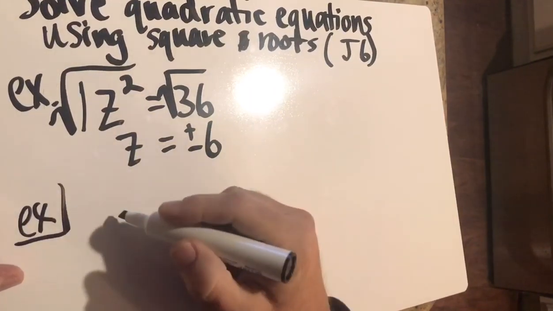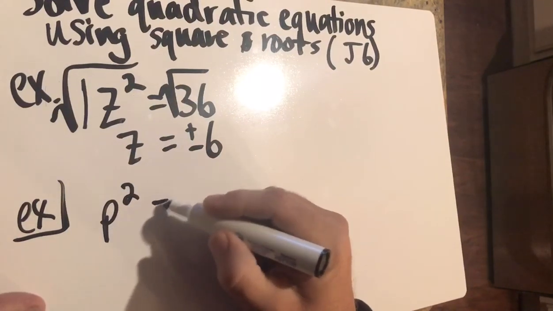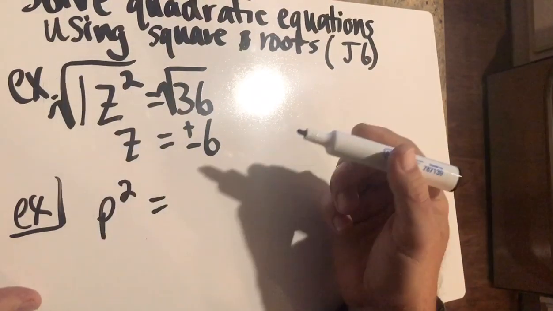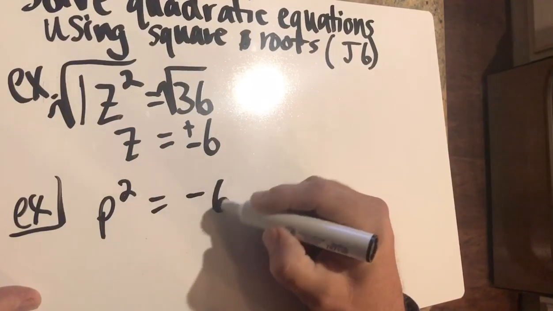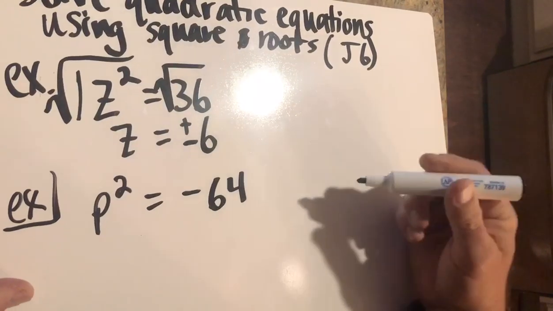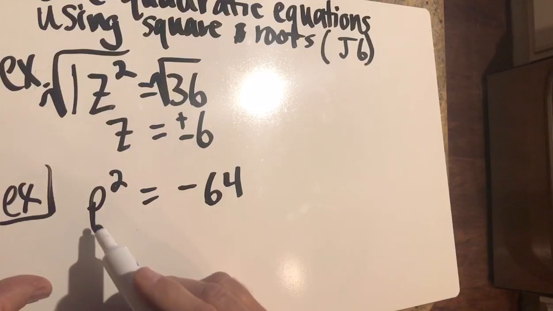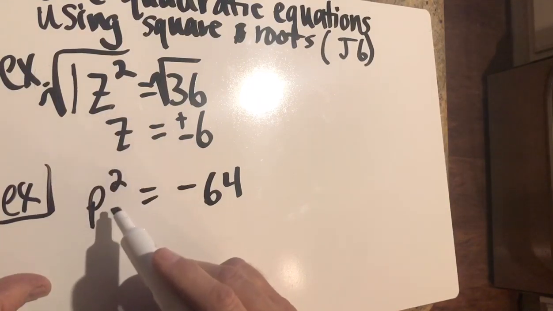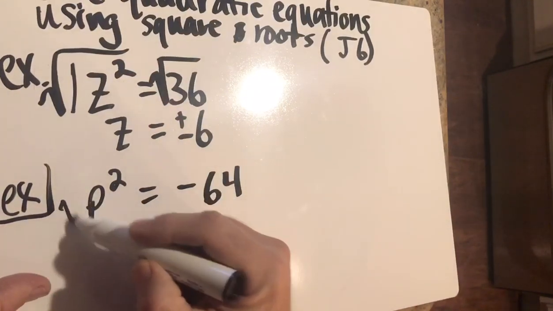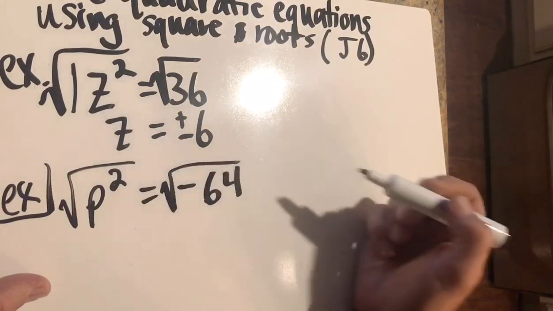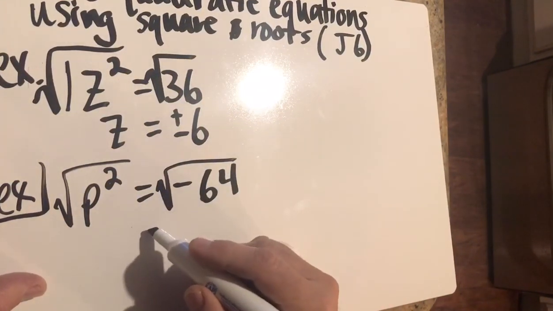Here's another example where they give a fairly simple problem, except your solution is not a real number. It's going to be an imaginary number. So again, we have a variable here, p squared, which is by itself. So we are ready to take the square root of both sides. So over here we have a square root of negative 64.